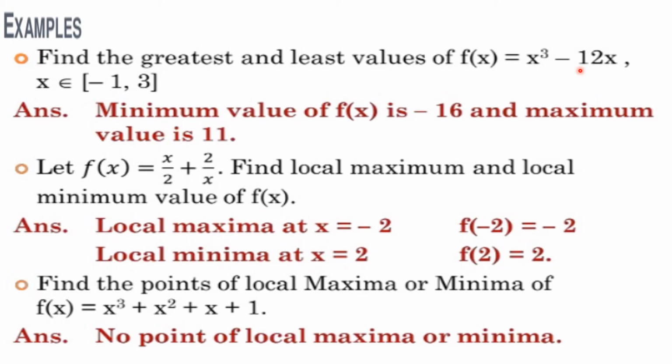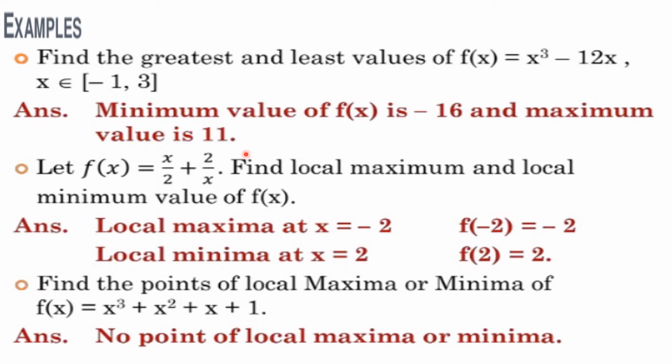We have to substitute the critical points in f of x, and also these endpoints. Out of all these points, we can find which is the least number and which is the greatest number. The least value of f of x is 16, so it is said to be the minimum value of f of x, and the greatest value of f of x out of those values is 11. That is said to be the maximum value of f.